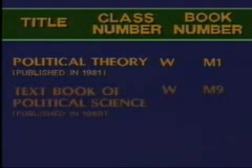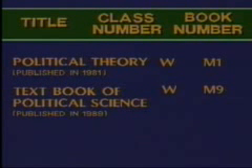Please remember, if a library has most of its books in any particular language, then there is no need to give language number in the book number. Consider the next two titles, which show the use of year number in book number. The book Political Theory is published in 1981. The class number is W and book number M1 represents 1981. The second title, Textbook of Political Science, published in 1989, has W as class number and book number M9 represents 1989, which is the year of publication.